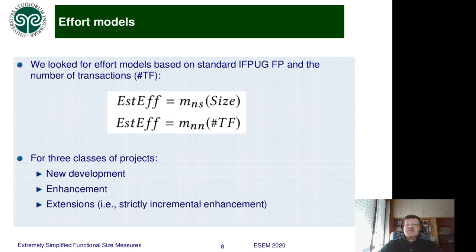The ISBSG dataset contains data that concern new development projects and enhancement projects. Since these types of projects are known to have different characteristics, we derived different models for new development projects and enhancement projects. In addition, we considered a specific subset of enhancement, that is, those enhancements that do not involve changing or deleting any existing functionality. In practice, these are actually extensions.